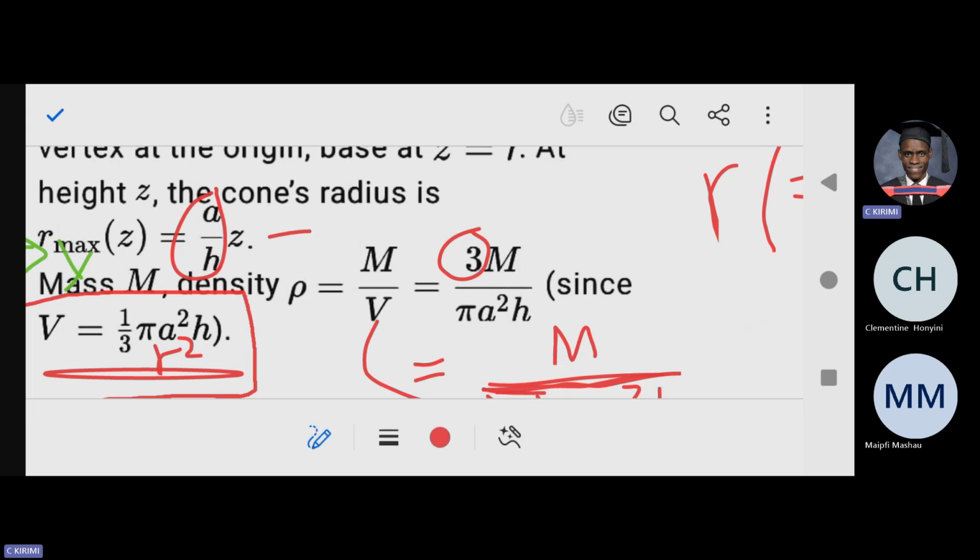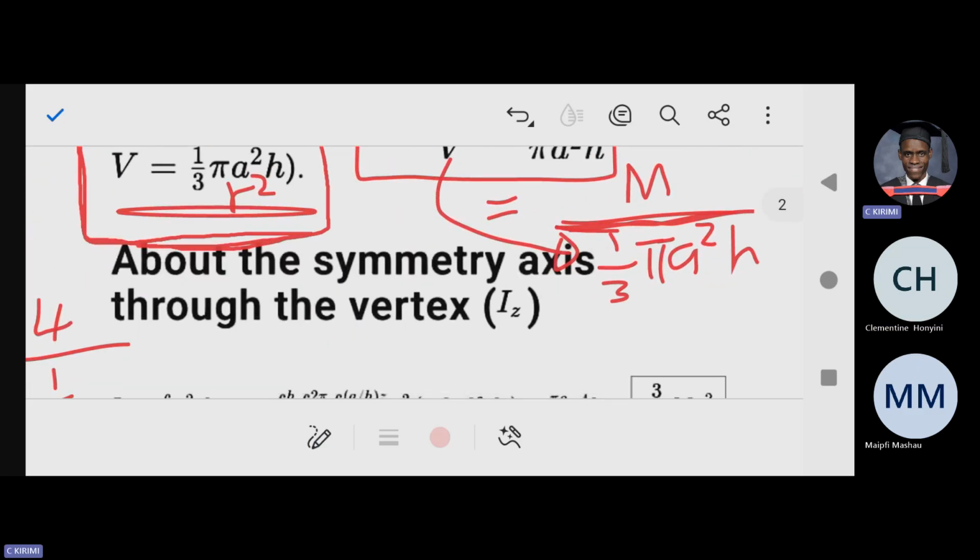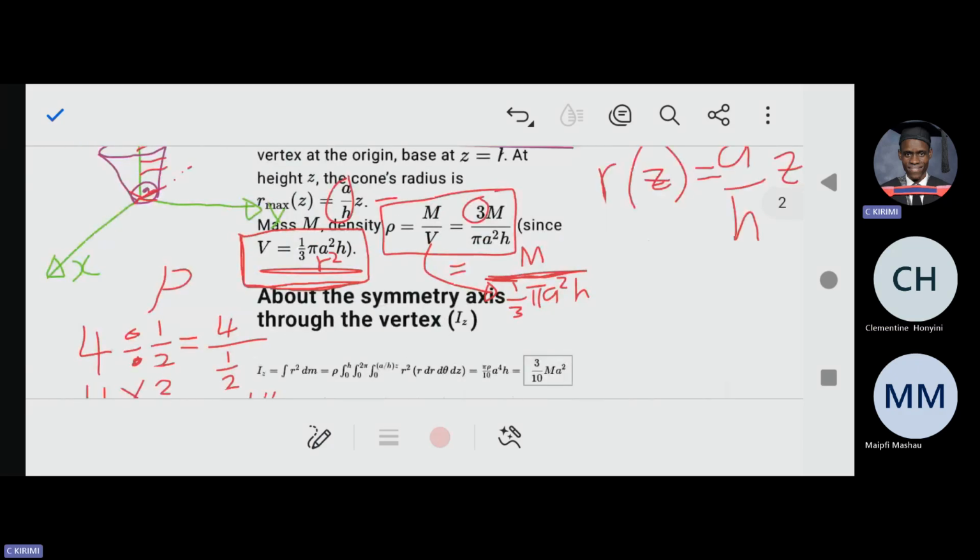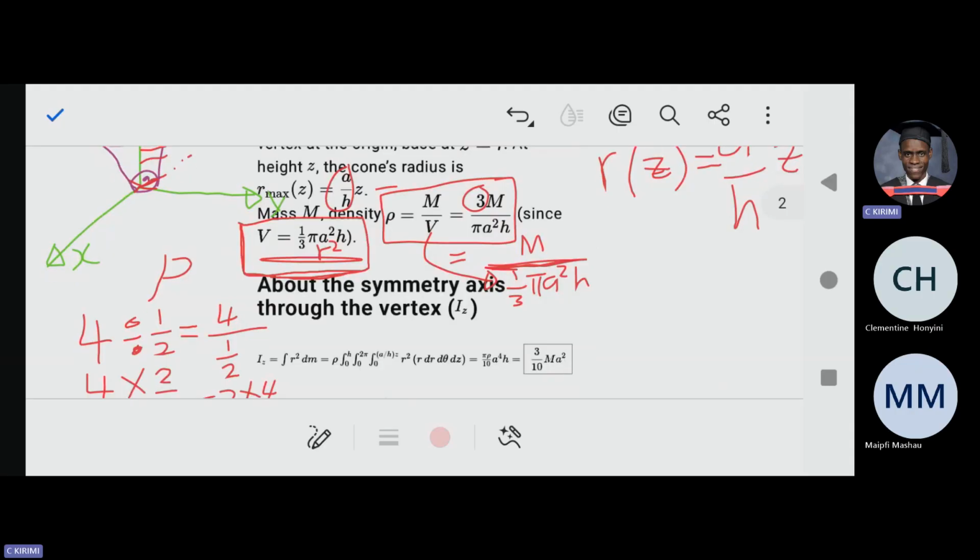That is how we came with this formula for density in terms of A. We are just running away from R. So we replaced R with A. So that is the first part, which you must know.